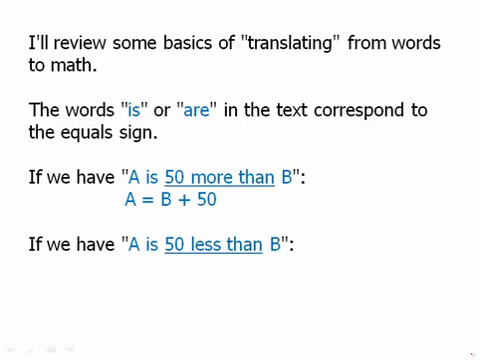If we had A is 50 less than B, well, this one also, it's backwards. 50 less than B, it means we start at B and go down by 50. So that's B minus 50. So A equals B minus 50.